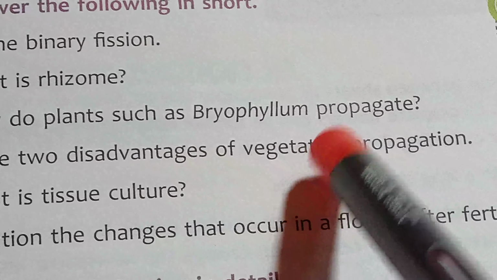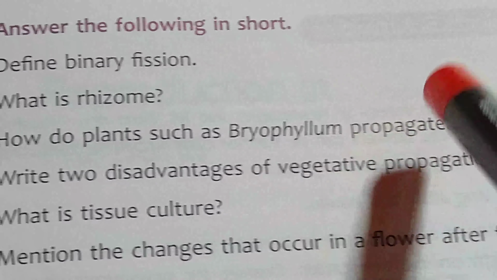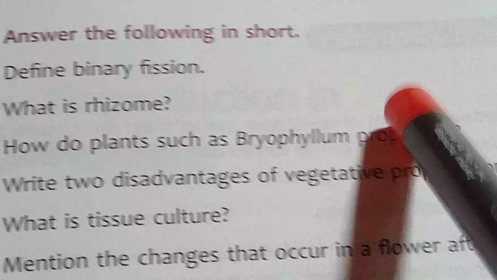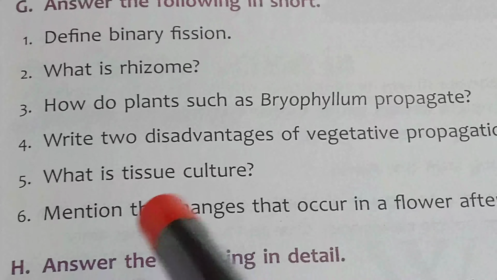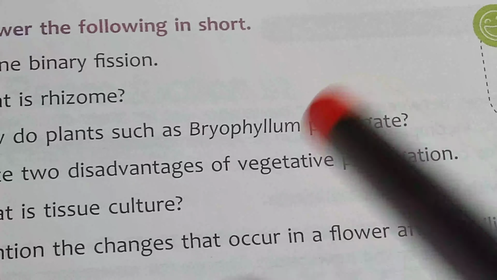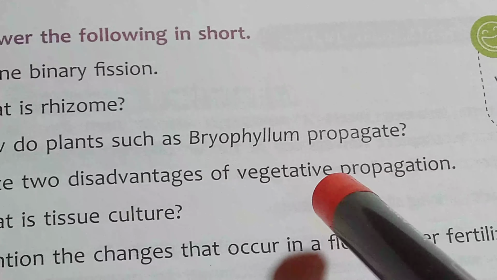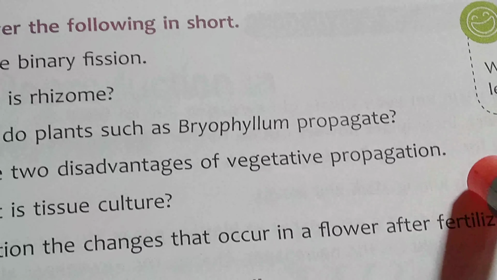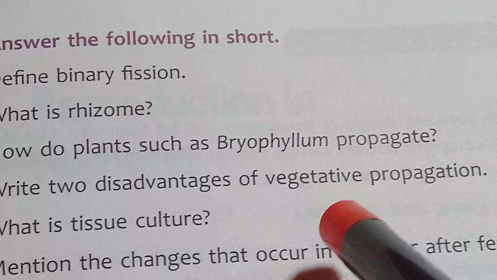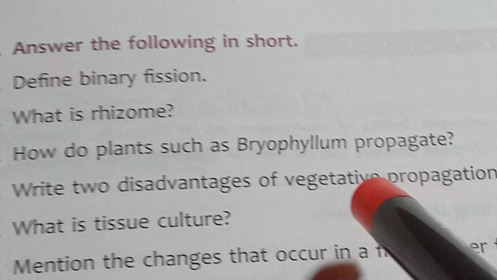How do plants such as bryophyllum propagate? In case of bryophyllum, they have adventitious buds on the margin of their leaves. When the leaves fall off, then after getting favorable condition, the buds start to grow into a new plant. Write two disadvantages of vegetative propagation. Normally, in vegetative propagation, the offspring are identical to their parent plants. That's why they are prone to the same disease, infection, or inferior qualities. Same way, there is a huge chance of overcrowding because they have no chance for seed dispersal.